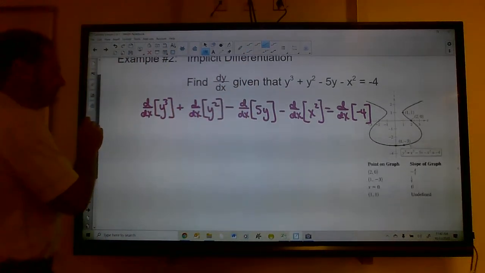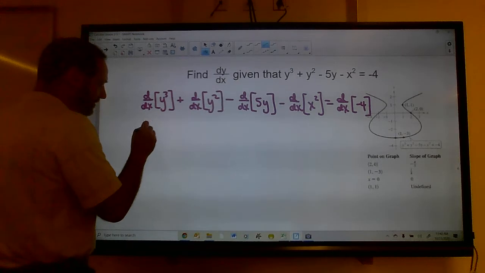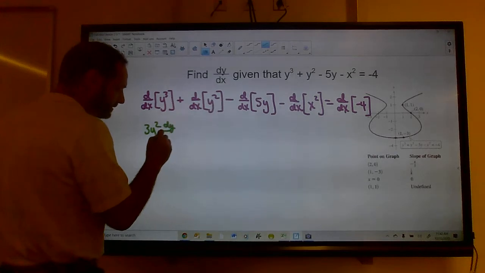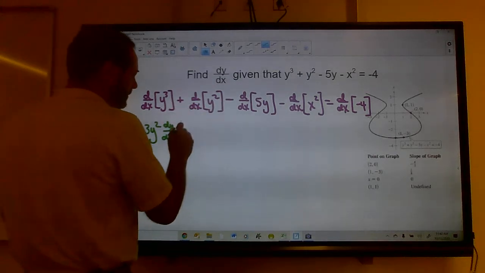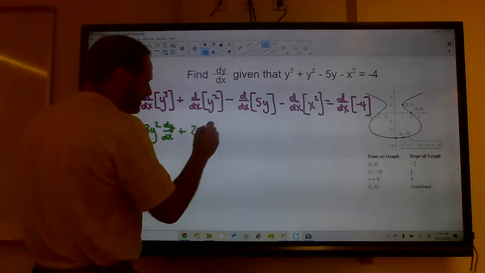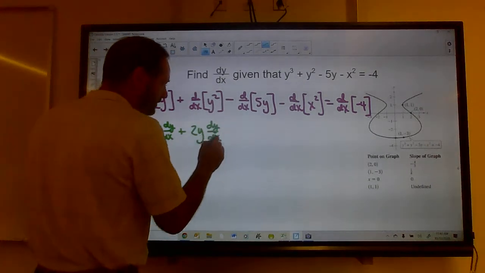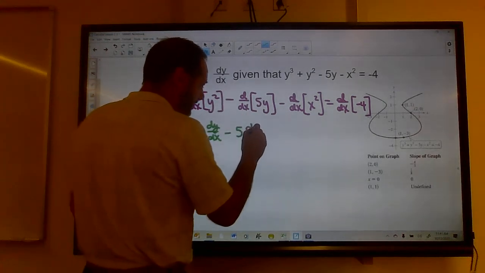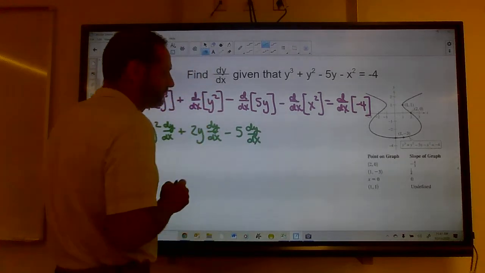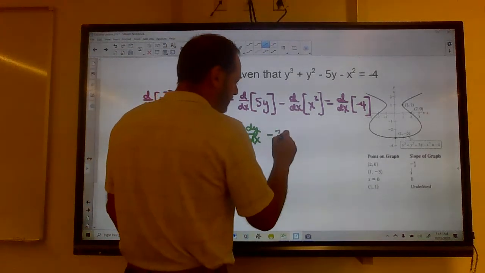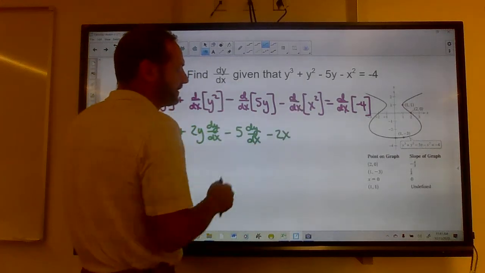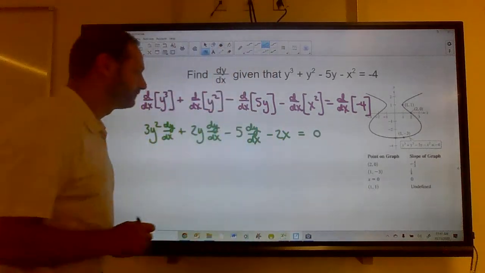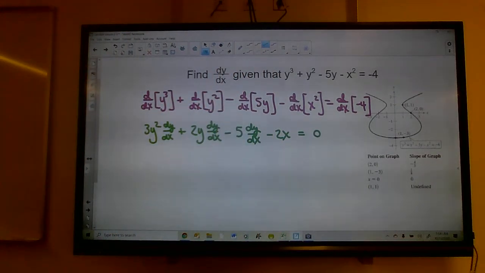Okay, so here we go. Derivative of y cubed is going to be 3y squared, but since it's a y and it's with respect to x, dy dx. Plus, that's going to be 2y, again, dy dx. Minus, the derivative is just going to be 5, but again, there's a dy dx. This is going to be minus 2x, and there's no dy dx because I'm taking a derivative of only x's. And then that's 0. Okay, so I've differentiated it.